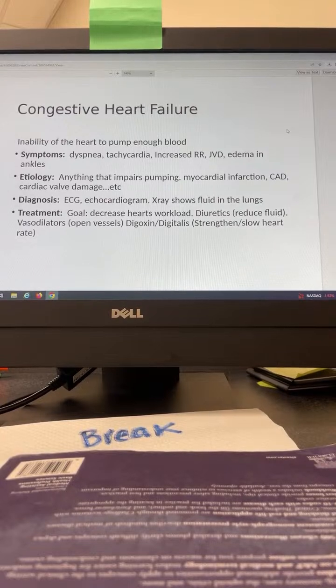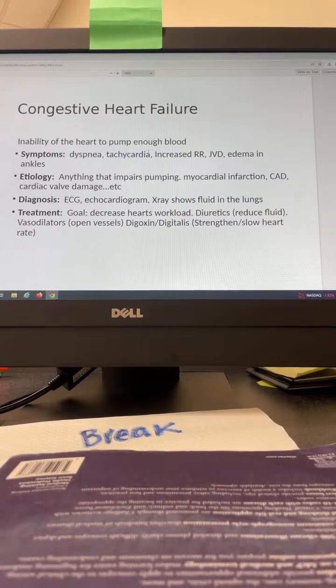And then there's digoxin, which is also known as digitalis. This is going to help strengthen the heart, so make it pump harder. It's going to give it a little boost so that it's able to squeeze harder and slow it down a little bit. Because remember that one of the symptoms is tachycardia. There's an increased heart rate because the heart's trying to compensate for not being able to pump very hard. So digoxin is going to be helpful to strengthen it and help slow it down.